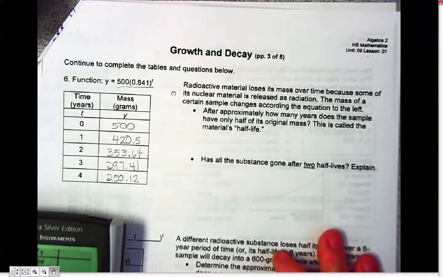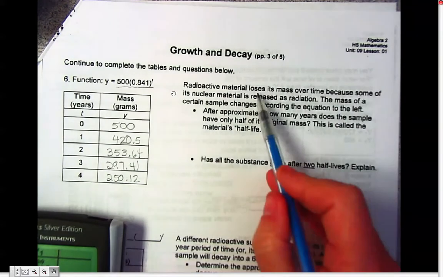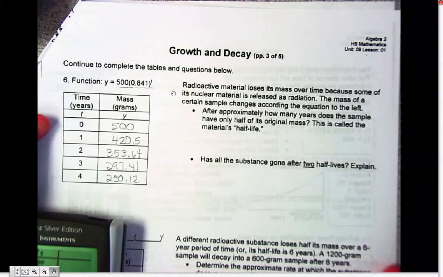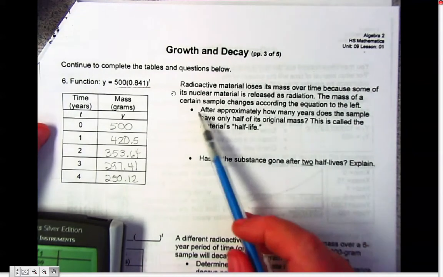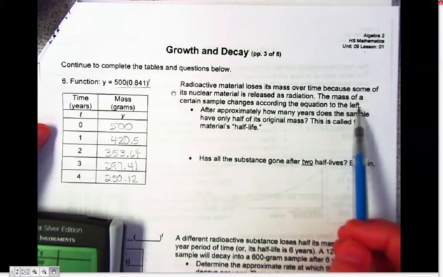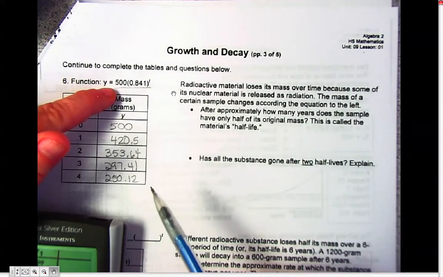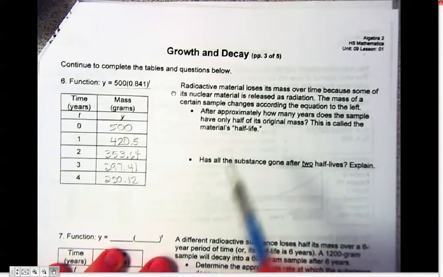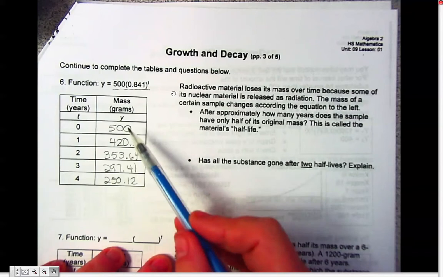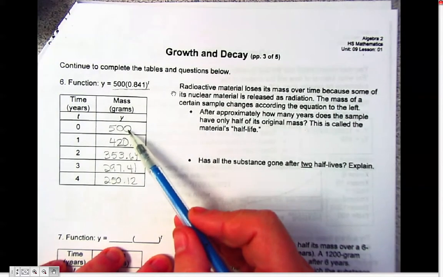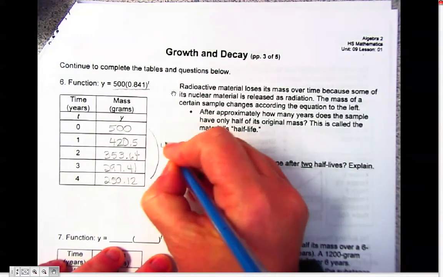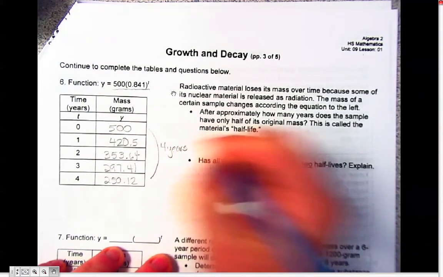Okay, this is about a radioactive material. It loses its mass over time because some of the nuclear materials releases radiation. The mass of a certain sample changes according to the equation on the left, this one right here. After approximately how many years does the sample have only half of its original mass? Well, it started out at 500, half of that would be 250, so it took 4 years for it to get to half of its original mass.